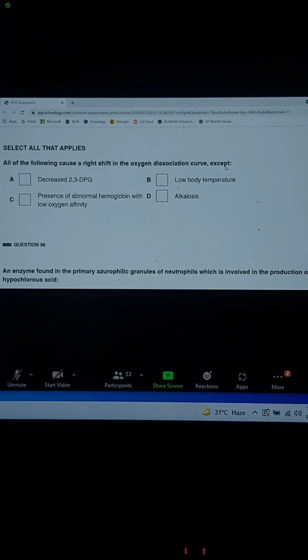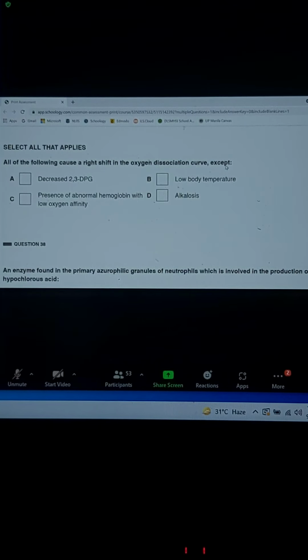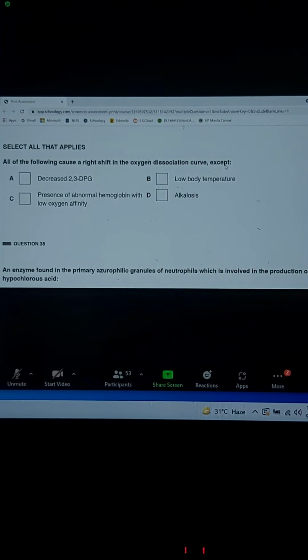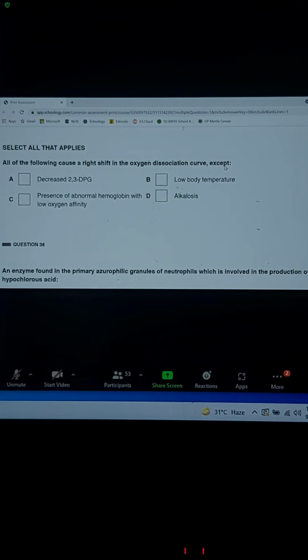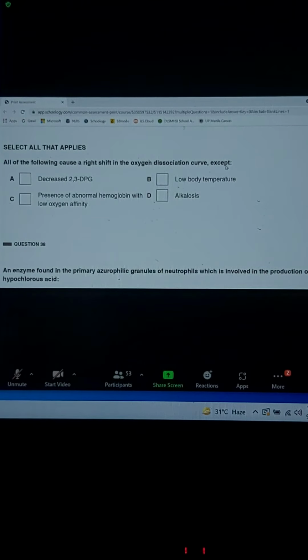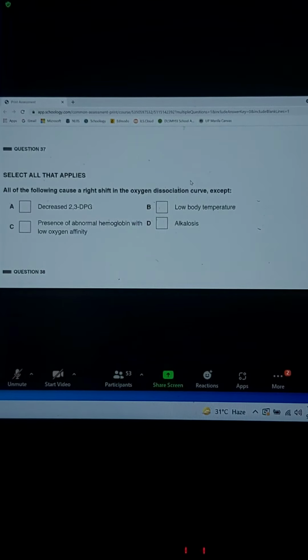A. Letter D, letter A. Okay, that's right. How about letter B? Left shift. Left shift din. Okay. How about letter C? Right shift. Letter C is right shift. How about letter D? Left, right? Alkalosis is left or right? Left. Okay. So the correct answers for number 37 are letter A, letter D, and letter B.